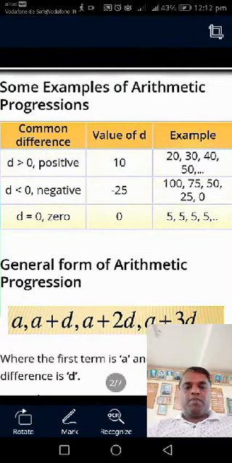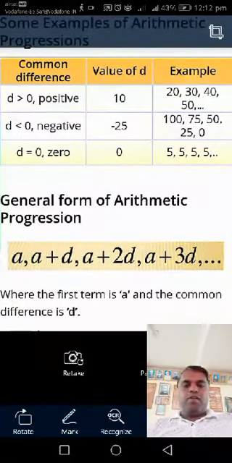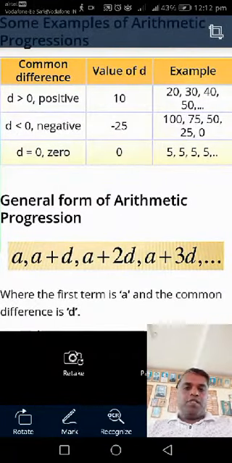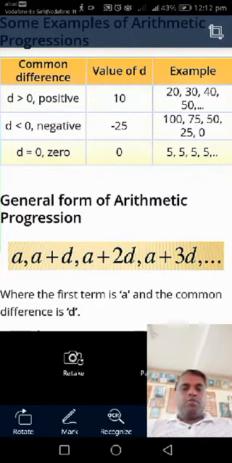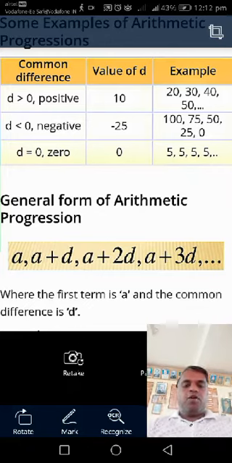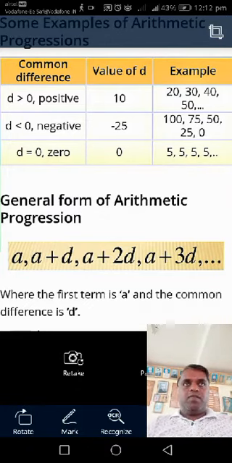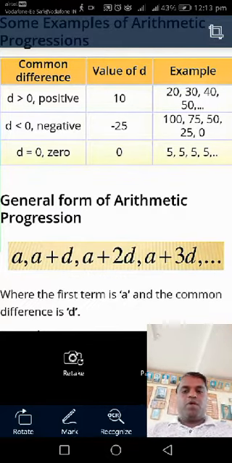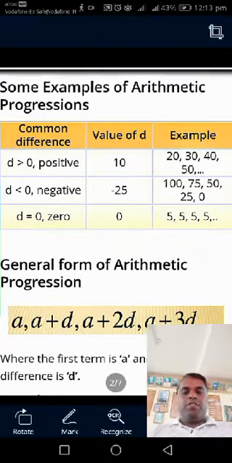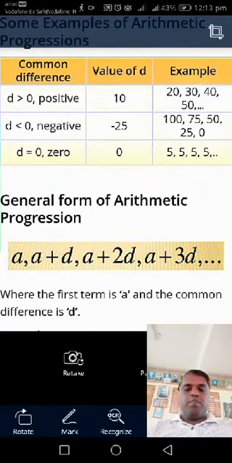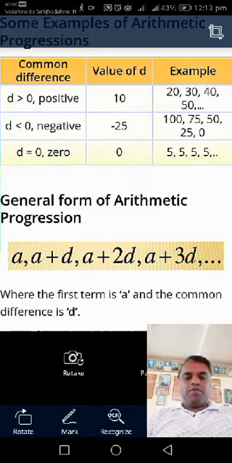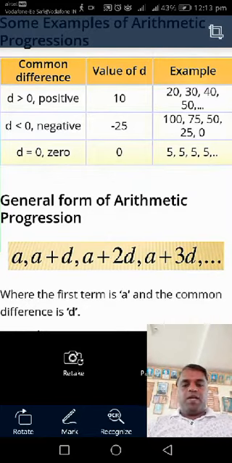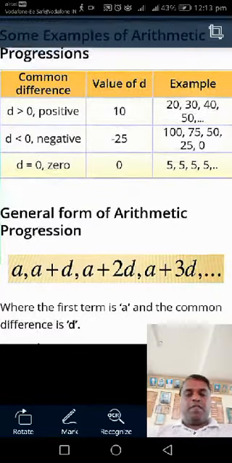General form of arithmetic progression. From this, we have to consider that an arithmetic progression is a sequence or series, and we conclude the common difference is a fixed value. It will not change. For example, the difference is 2 or 3: 3, 6, 9, 12, or 4, 8, 12, 16. The general form of arithmetic progression is: a is the first term, a plus d the second term, a plus 2d the third term, a plus 3d the fourth term, where the first term is a and the common difference is d.